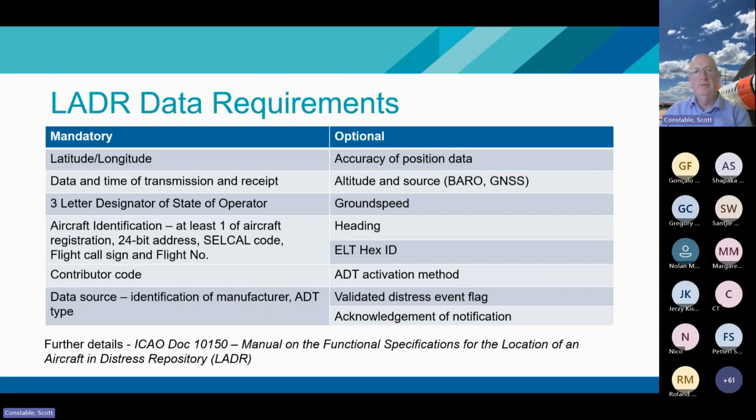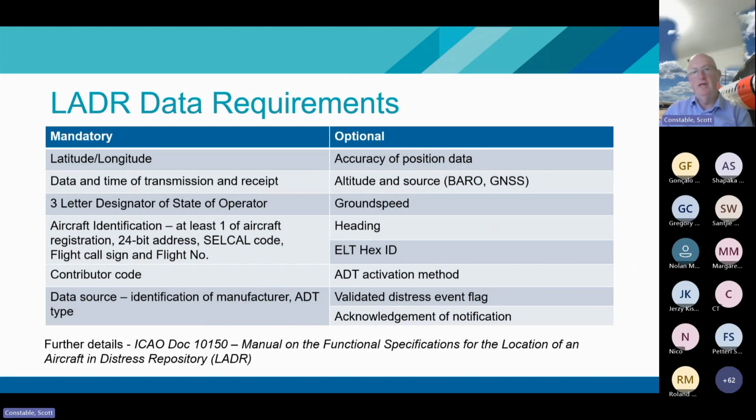It could be what's called the 24-bit address, which is used on multiple systems for aircraft and in the air traffic control world to uniquely identify a particular airframe. There's an option of using a selcal code. That's essentially a unique code assigned to an aircraft for HF usage, and it could be a flight call sign and number. You can see there in the table the other things.